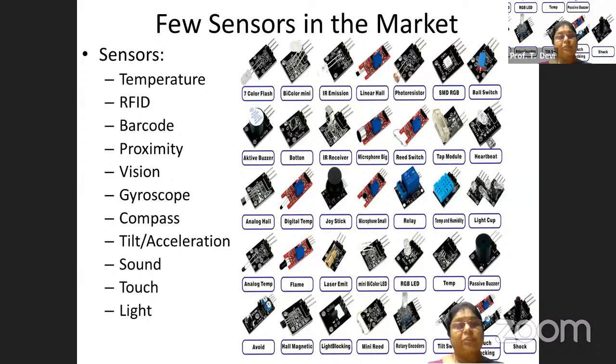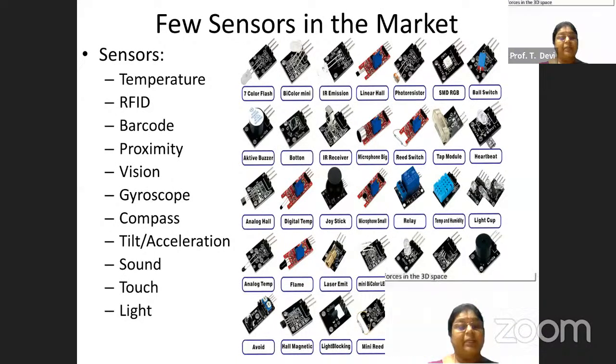To measure the temperature, you have a temperature sensor. You have the RFID signal, and you can read the RFID code. You can read the barcode. Proximity sensor: I was mentioning there will be a lid for the dustbin. At the bottom of the lid, you attach the proximity sensor. It will measure the distance between the dust and the lid. Once that becomes shortened, that shows that the box is full, it will inform the garbage collector. There is a vision sensor, gyroscope sensor, compass sensor, tilt or acceleration sensor, sound sensor, touch sensor, and light sensors. These are the various sensors that are available in the market.